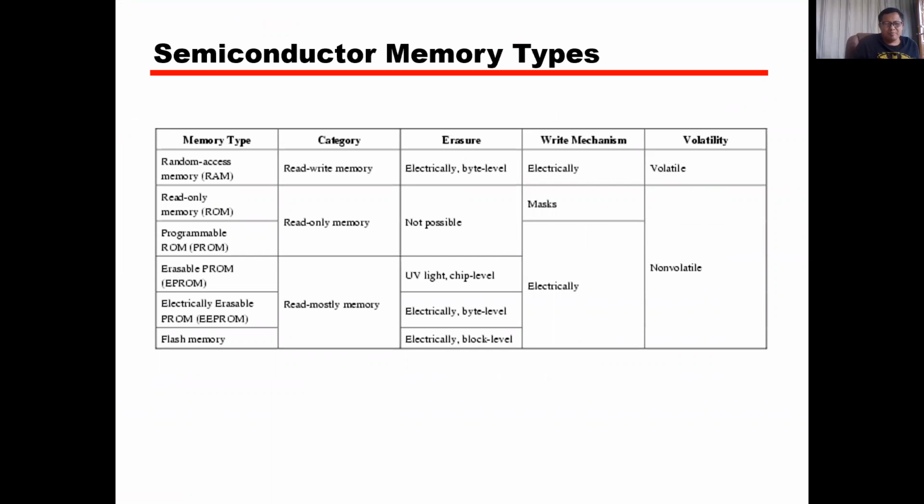So what are the types of memory that we know? We have RAM, the most popular one. It's called RAM, Random Access Memory. Do you follow? Alam na natin ito, di ba? It's read-write memory, which means that you can read and write.